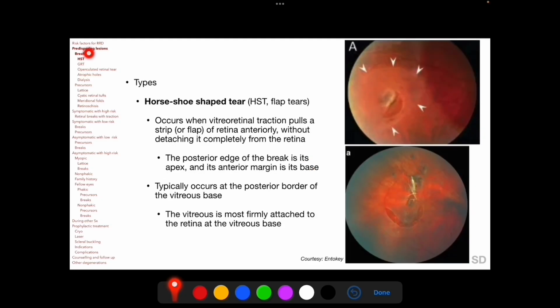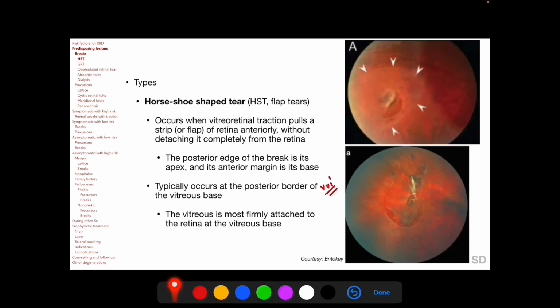The different types of retinal breaks include horseshoe tears, giant retinal tears, operculated retinal tears, atrophic holes, and retinal dialysis. Horseshoe-shaped tears, also known as flap tears or HSTs, as seen here in these two color photographs, occur when vitreoretinal traction pulls a strip or flap of retina anteriorly without detaching this strip from the remainder of the retina. The posterior edge of an HST is called its apex, and its anterior margin is called its base. As we have described, HSTs typically occur at the posterior border of the vitreous base, where the vitreous is most firmly attached to the retina, and this is very important to remember.